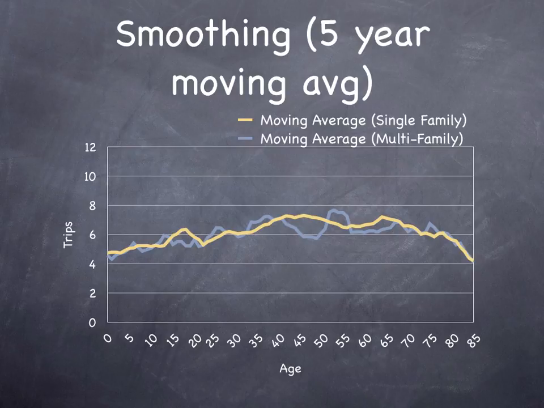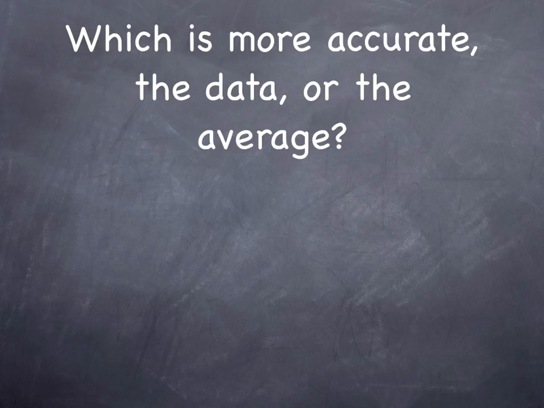The general pattern, however, is that in middle years, you make more trips than when you're very old or when you're very young. And there are a few differences. People who live in single-family homes make a few more trips than people who live in multifamily homes. On average, people who live in single-family homes have a somewhat higher income than people who live in apartments, but of course, that's not universally true. So you get to the question, which is more accurate, the data or the model?